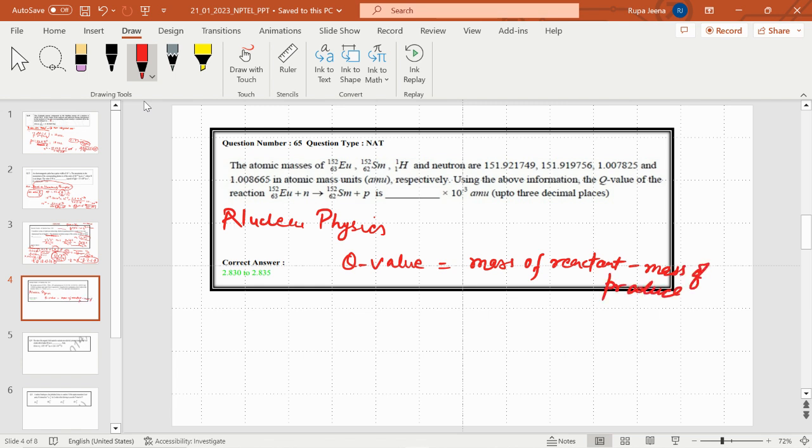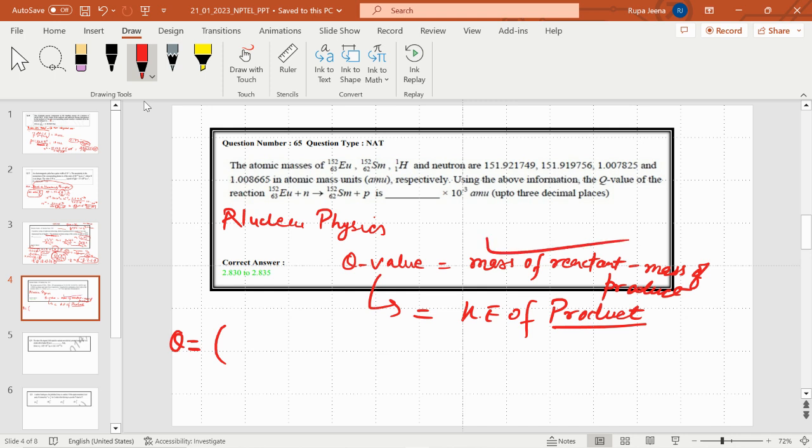And there is one more formula for the Q value. The other formula is the kinetic energy of product. Because in the question mass is given, so try to apply this formula. You will get the answer. And one more thing, it is given in AMU. So no need to multiply it with 931 and find out in MeV. It is given in AMU. So you just directly put these values and find out the answer.